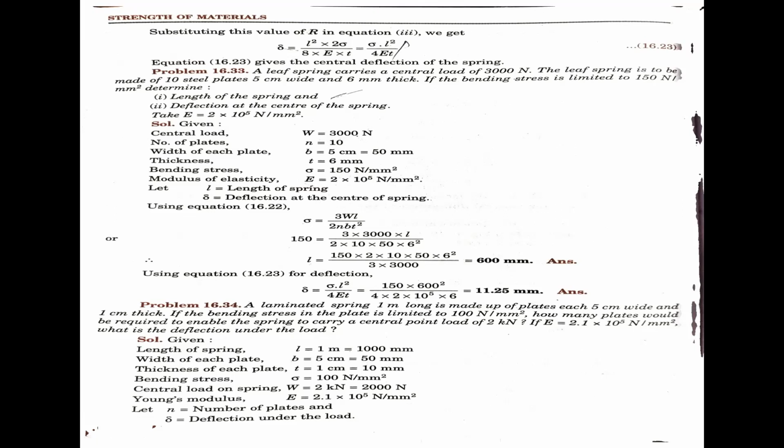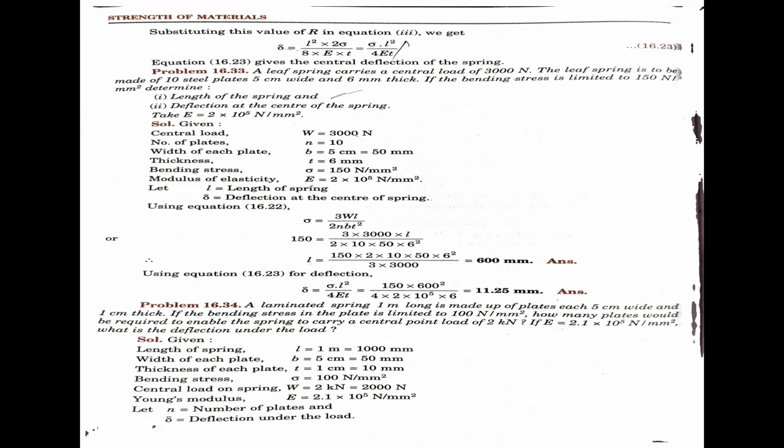Now we have to calculate the number of plates required, and the deflection also you have to calculate. Now write the given data first. Length of the spring is given as 1 meter. You have to convert to mm: 1 into 1000, that means 1000 mm length of the spring. Width of each plate is given, b equal to 5 centimeters. Convert to mm: 5 into 10, 50 mm. And the thickness of each plate t is given as 1 centimeter. That means converting to mm, 1 into 10, that means 10 mm.